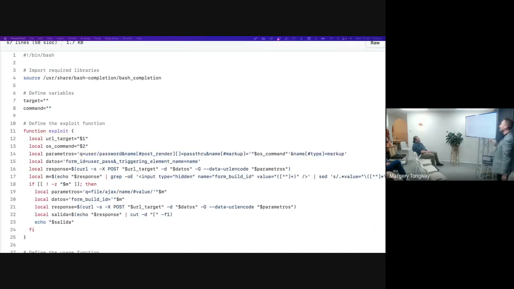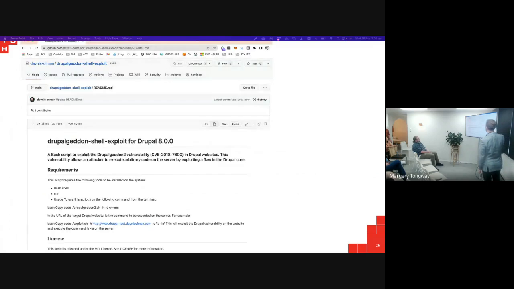That's Drupal core, right? That's the GitHub repo if you're interested. Just read that book.